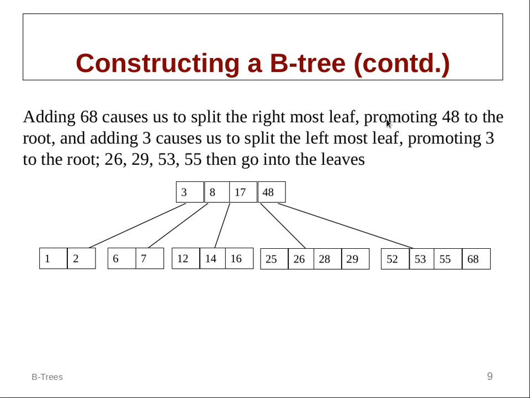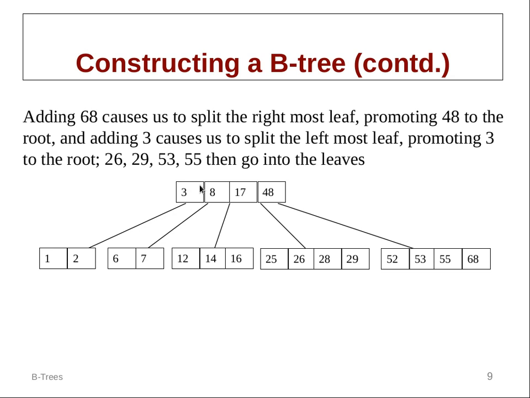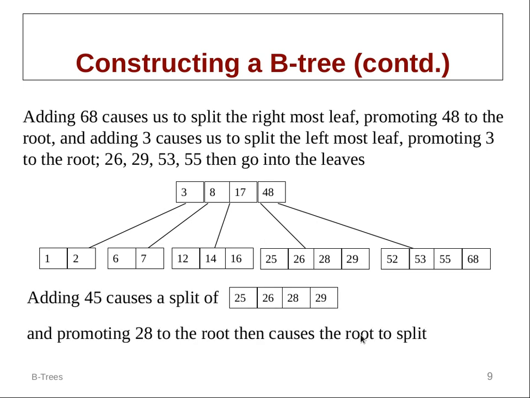All right. Let's see. Promoting 48 to the root and adding 3 causes us to split the leftmost leaf. Yeah, if you added 3 over here, you would have the same problem, so that would have to be promoted as well. That's what they're showing. And then, let's see, 26 right here, we're still good. 29 goes, same thing, we're good. 53, we're good. And 55, we're still good. All right, and then what comes next?